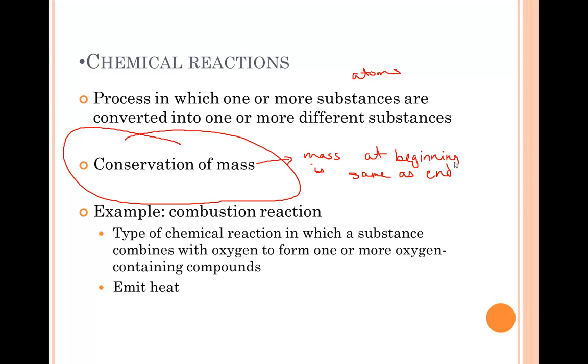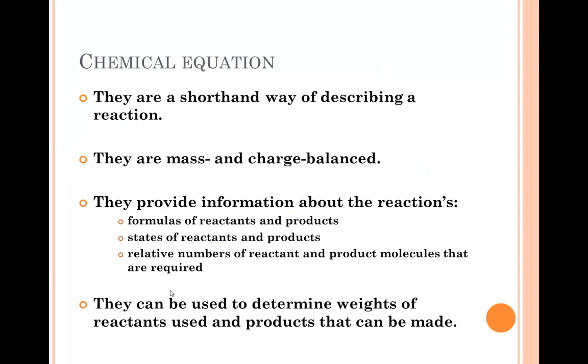For example, a combustion reaction is a type of chemical reaction in which a substance combines with oxygen to form one or more oxygen-containing compounds, and in the process it emits heat. So in this tutorial, we're going to be discussing how we're going to represent this, and that's through chemical equations. Chemical equations are a shorthand way of describing a reaction. They balance both the mass and the charge of each particle.